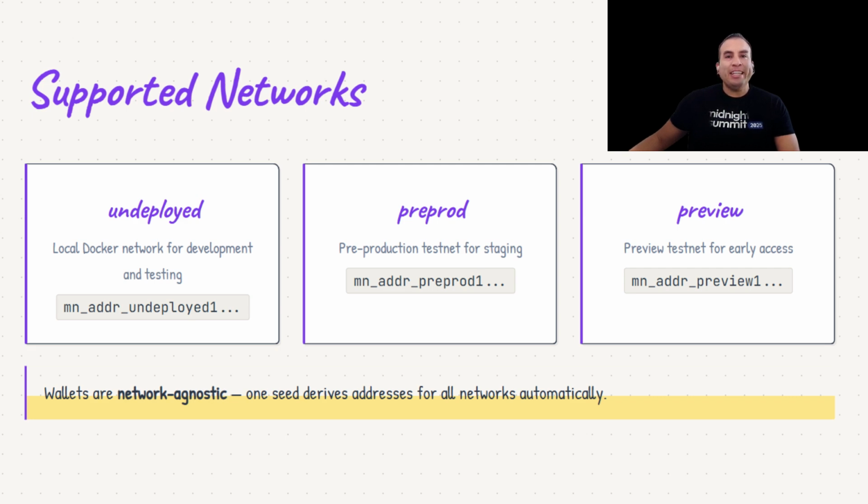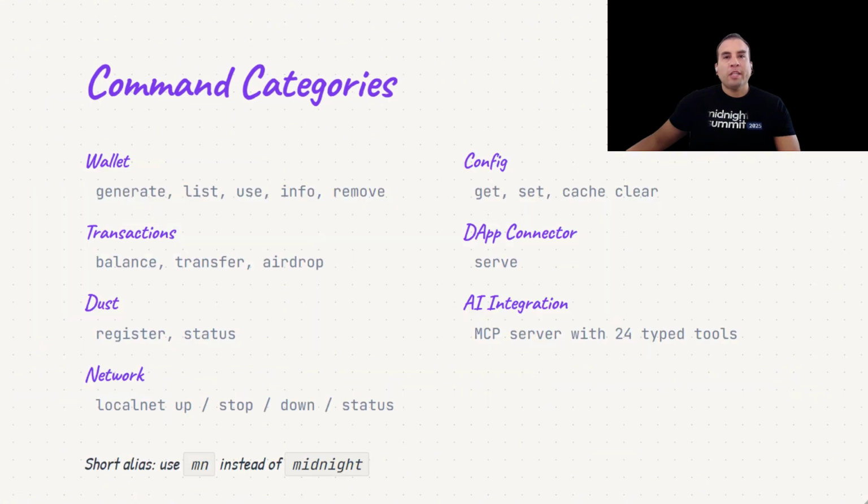Here's something neat about the wallet design. Wallets are network agnostic. You generate one wallet with a mnemonic seed phrase, and that same seed derives different addresses for each network. So you will see addresses that start with address undeployed, or address preprod, or address preview, depending on which network you are pointing at. Same wallet, different addresses.